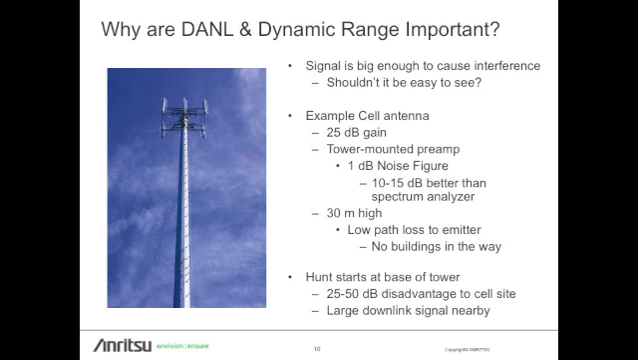The tower mounted preamp can be narrow band. It can be really optimized for noise figure. And then that antenna might be way up in the air, maybe 30 meters. So the path loss to the emitter might be really low because there are no buildings in the way. And if I don't have a good indication of where to start my interference hunt, I might start at the base of the tower. Well, all of those advantages I just talked about are lost. That might be 25 or maybe even as much as 50 dB disadvantage compared to what the cell site's doing. So that big signal for the cell site suddenly becomes a very small signal. And worse yet, I've got a very large downlink signal nearby, which can be a problem for the dynamic range of the analyzer.